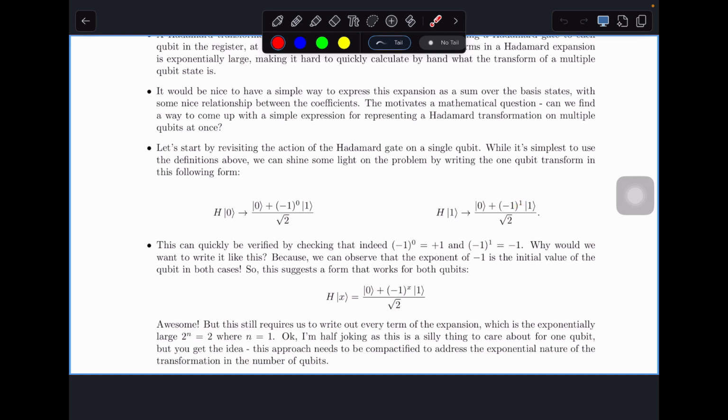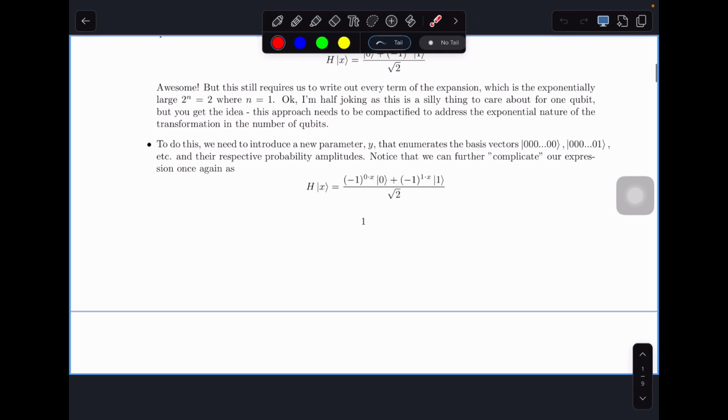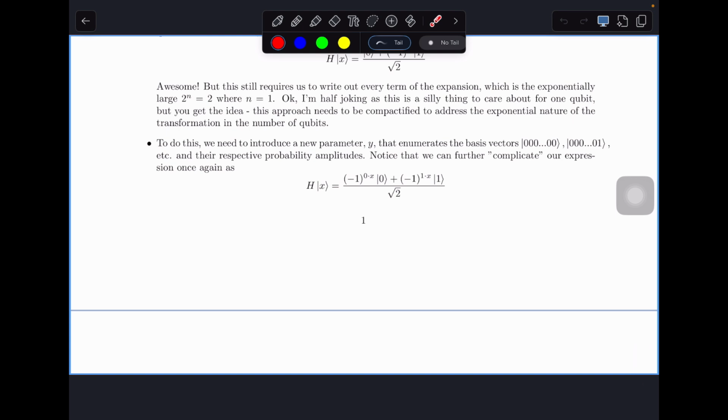So this suggests something nice, which is that we can turn this into a closed form, a general formula, for the 1 qubit Hadamard gate, which instead of going case-wise and showing what the definition is for 0 and for 1, works for some arbitrary qubit x. And that's this form right here, using that little intuition that we've developed. So this is great, but we're still writing out every term in the expansion. Granted, there's just 2 terms, a 0 term and a 1 term. But this is going to exponentially increase as we add more qubits.